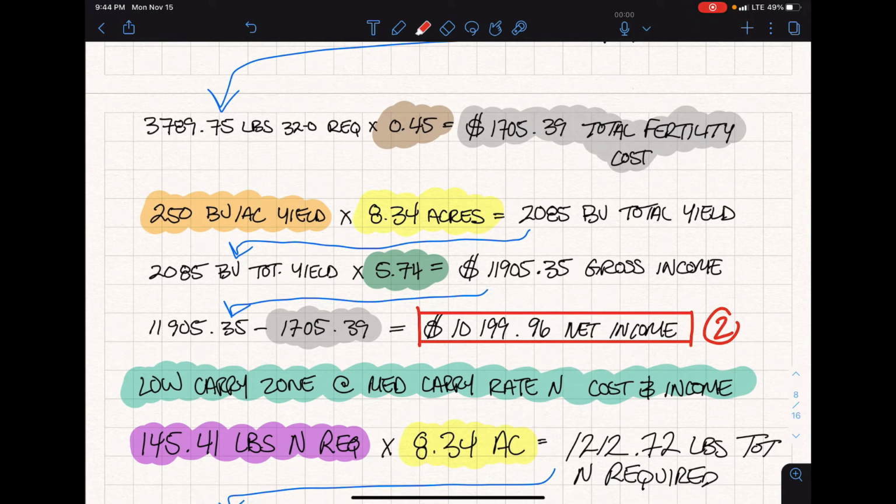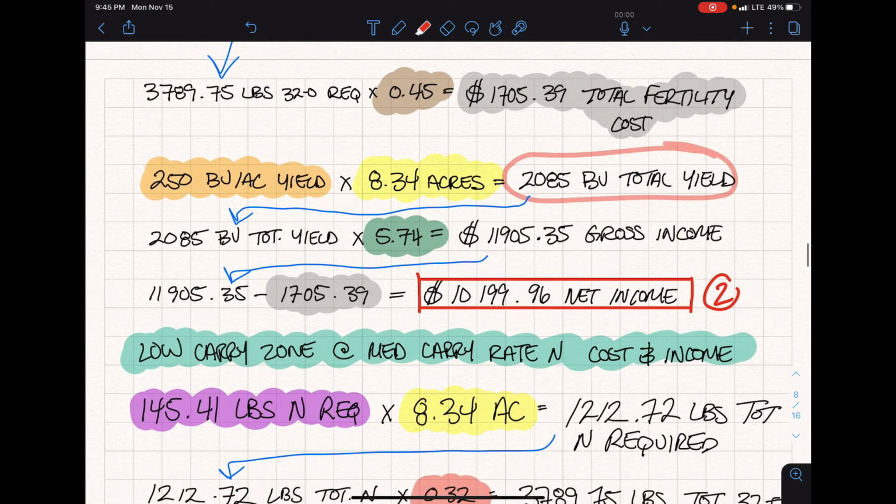Again, because this is the rate designed for this particular zone, we will still meet that 280 pounds per acre nitrogen requirement for our 250 bushel per acre yield, so we can continue on. 250 bushel per acre yield times our 8.34 acres, we wind up again with 2,085 bushels total yield for that 8.34 acres. We carry that number down and multiply it by our December futures cost to find that we get $11,905.35 gross income.